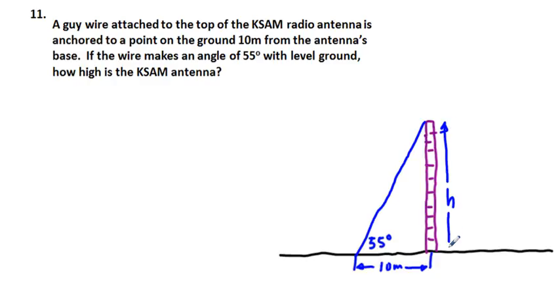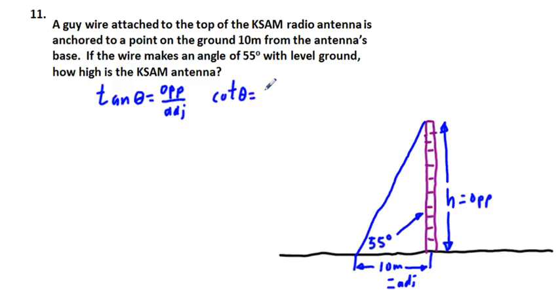And if we look at the ratios, we have our 10 meters at the bottom is going to be the adjacent side, and opposite the 55-degree angle is the height, which we do not yet know, which we'll call opposite. So our trigonometric ratios that involve the adjacent and opposite sides are these. We have the tangent of theta is equal to our opposite divided by our adjacent side, and our cotangent theta is the reciprocal of tangent, which will be accordingly our adjacent side over our opposite side.